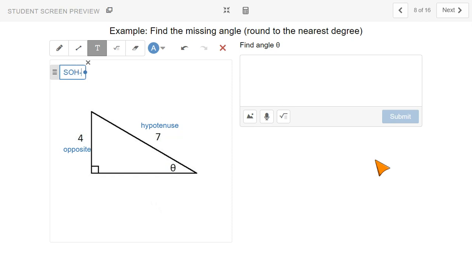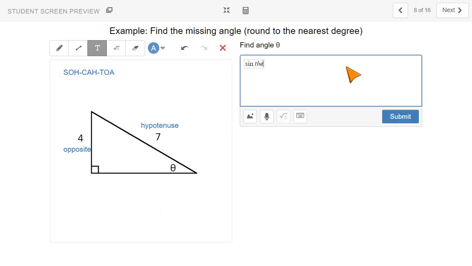We also have our menu of trig functions. So I have SOHCAHTOA. If I look at the opposite and the hypotenuse, the only one that involves both of those sides is the sine. So we have sine theta is equal to opposite over hypotenuse. And then to solve, I need to isolate for theta. I have theta is equal to inverse sine of 4 over 7.